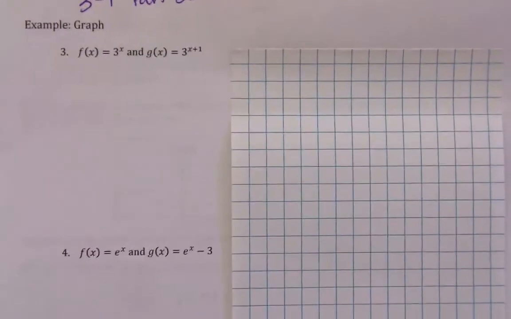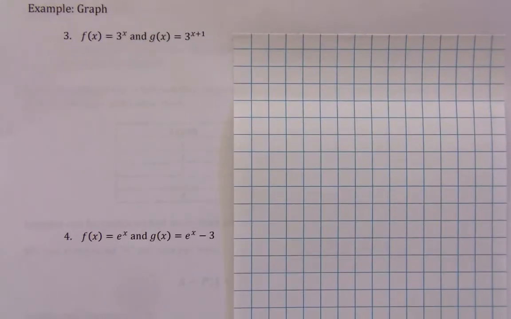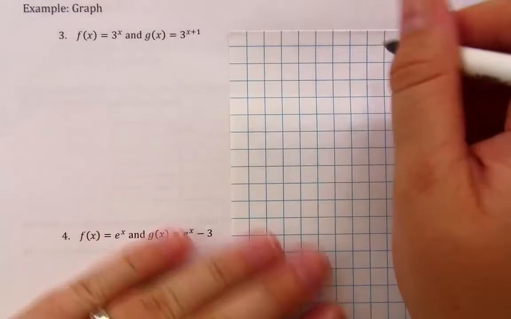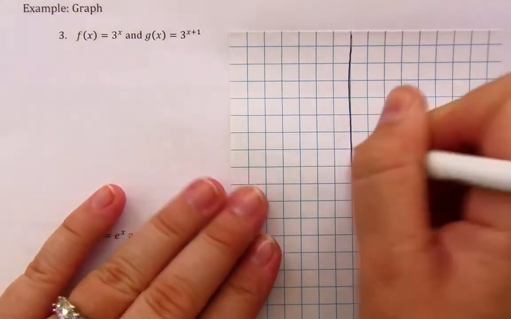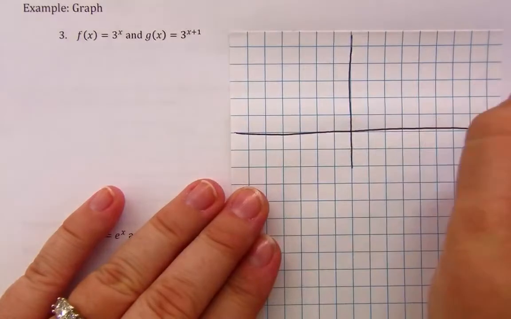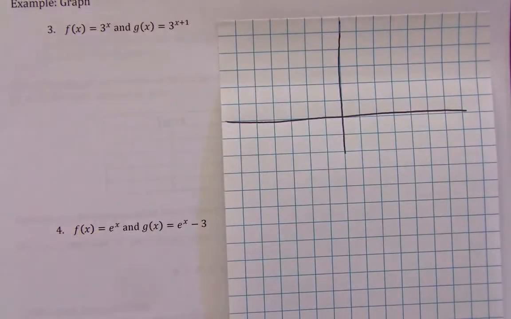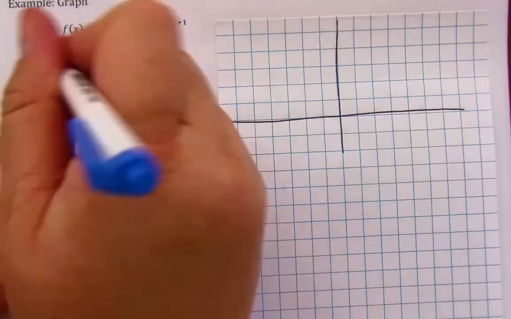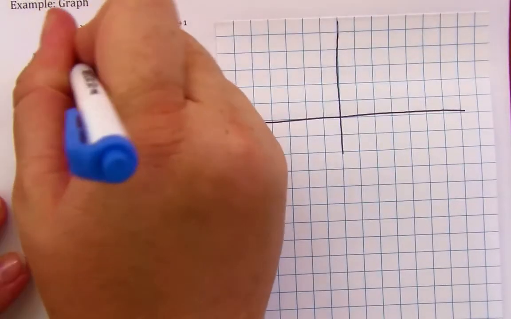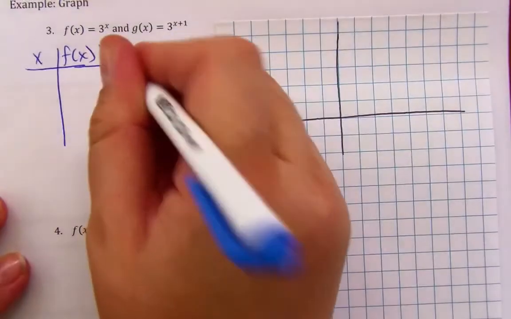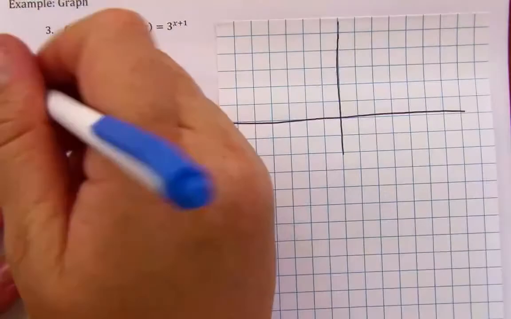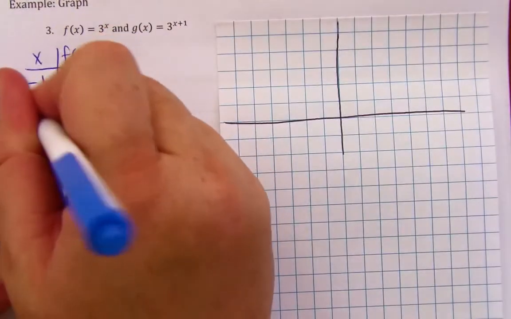Examples of exponential functions. We're going to start with our first one here, and we're graphing the parent function as well as how the graph has been shifted. So, first one here, we have this function 3^x, or 3 to the power of x. And then we're also going to graph how it's been shifted. So plugging in values here, we have -1, 0, and 1.